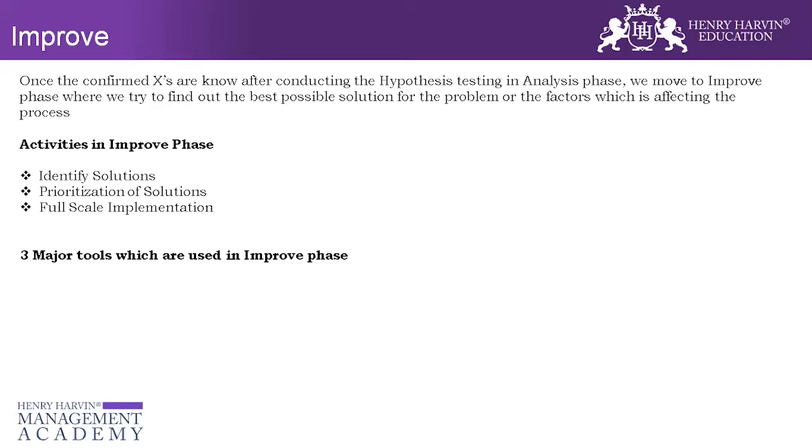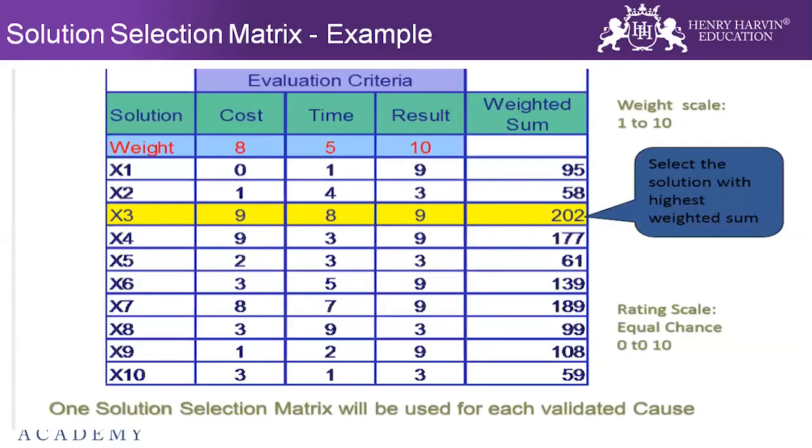There are three major tools that are used in the improve phase. First is the Gantt chart. It's a chart which helps us prepare the detailed project plan and see where the current status is. Second is the failure mode and effect analysis, which is FMEA. And third is the cost benefit analysis. So let's talk about them one by one.